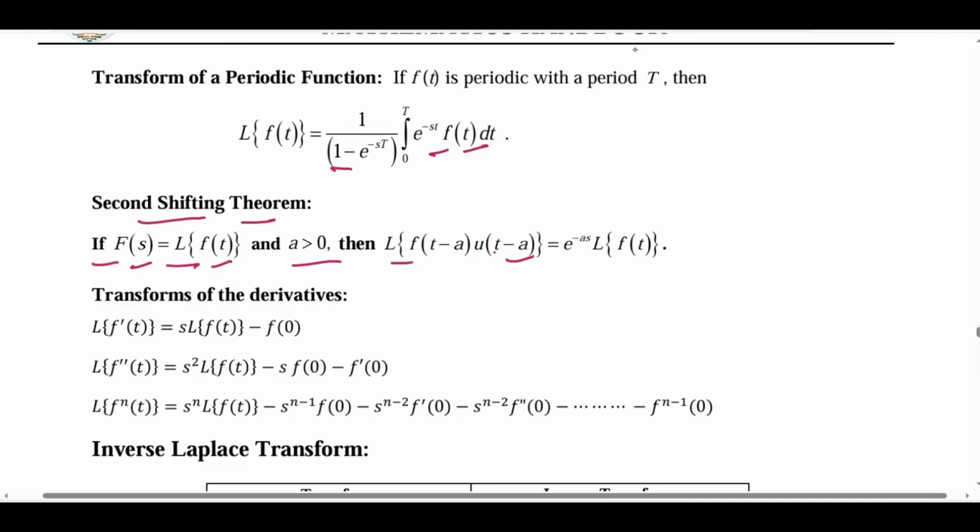Transformation of the derivative: L{f'(t)} = s L{f(t)} − f(0). L{f''(t)} = s² L{f(t)} − s f(0) − f'(0). Then L{f^(n)(t)} = s^n L{f(t)} − s^(n−1) f(0) − s^(n−2) f'(0) − ... − f^(n−1)(0).